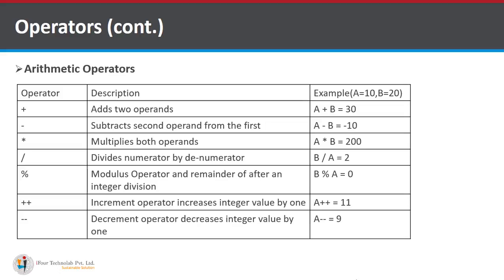Plus plus is the increment operator, which increases the integer value by 1. If we write a plus plus, then it will return 10 plus 1, that is 11. Minus minus is the vice versa of the increment operator, that is the decrement operator. The decrement operator decreases the integer value by 1. A minus minus will return 9.